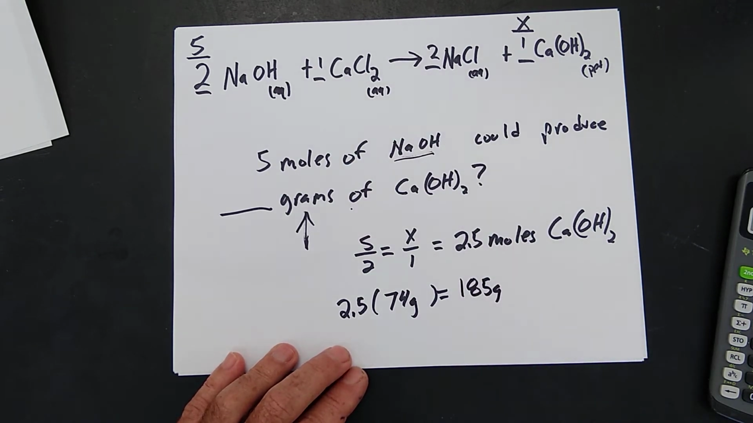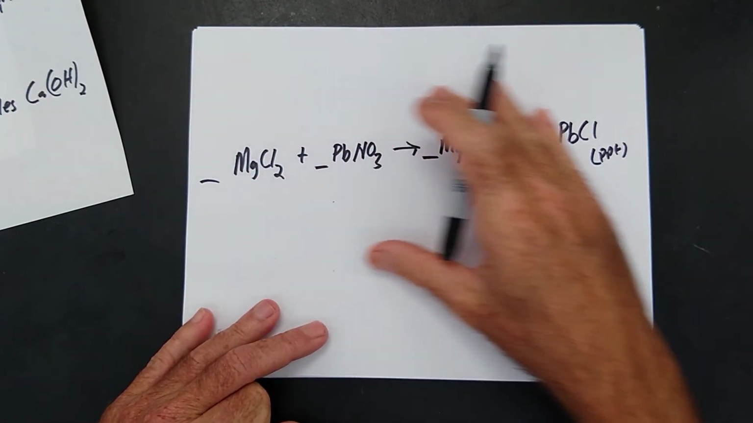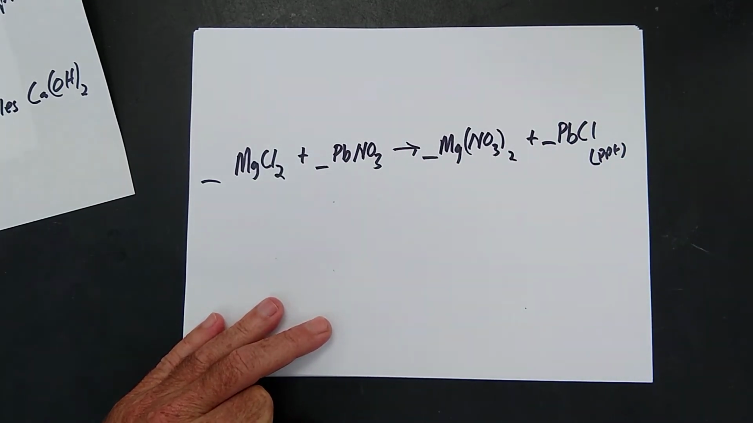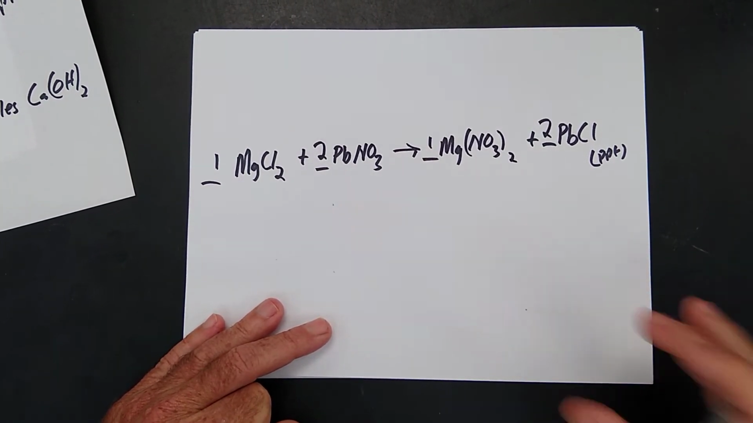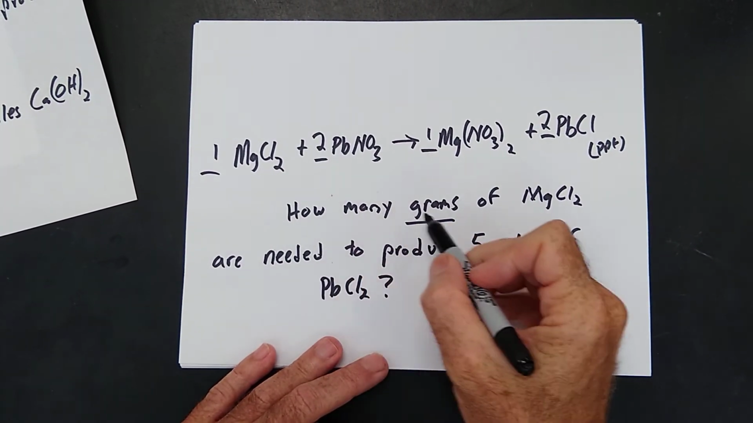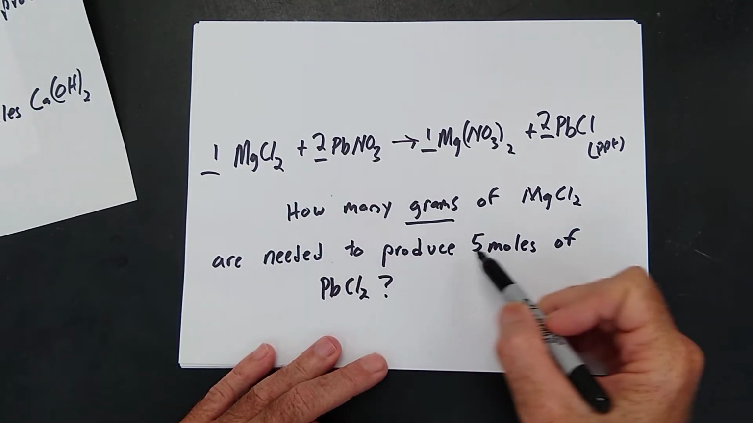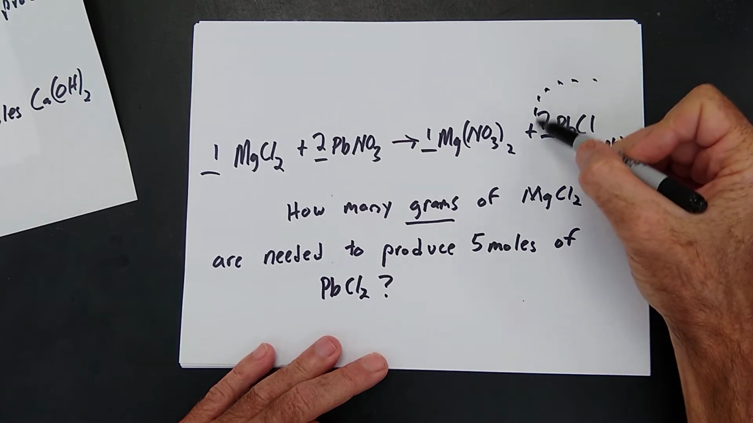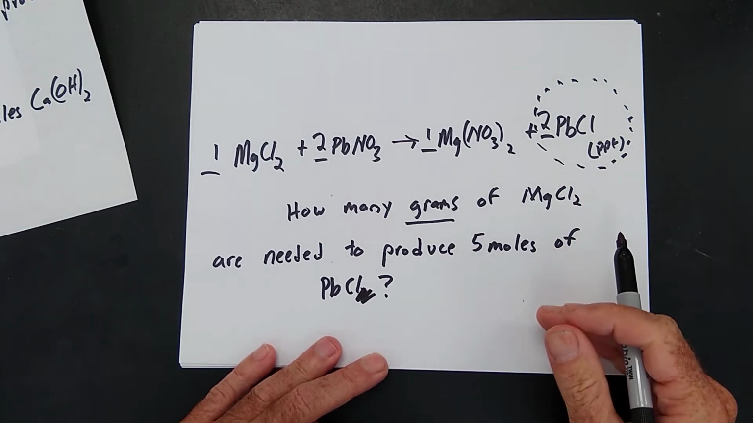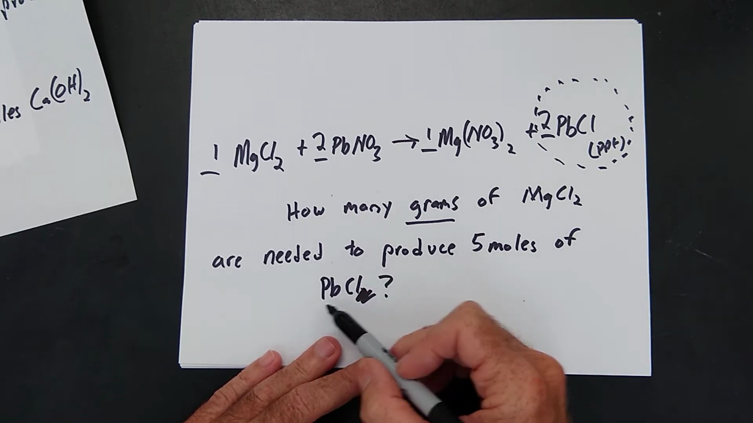All right, let's try another one. Okay, here's an equation I can ask you about. Before I even ask you any questions, I need you to balance this. So what are the balance numbers? That's right, it's 1, 2, 1, 2. Now this one's worded a little bit differently. How many grams of MgCl2 are needed to produce 5 moles of the precipitate right here, 5 moles of lead chloride, PbCl2?